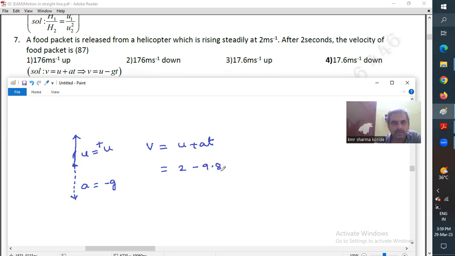Then after 2 seconds, v is equal to 2 minus 19.6, so minus 17.6 meters per second. So therefore, it moves down. That's why the sign convention is satisfied. So the answer is with a negative: 17.6 meters per second downward.